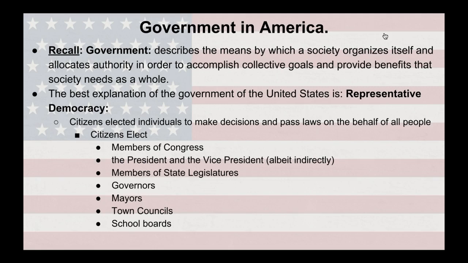And so it's important to understand that even though they're not very sexy, these elections for school board and town councils and mayors, those are very important. Probably more important than when we elect a president. But that's for another lesson.